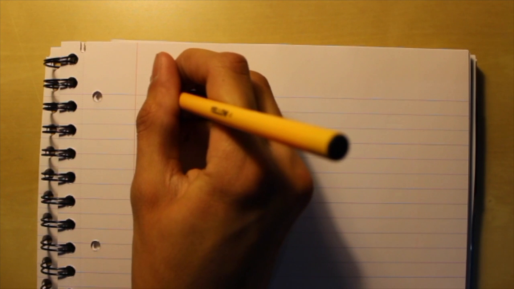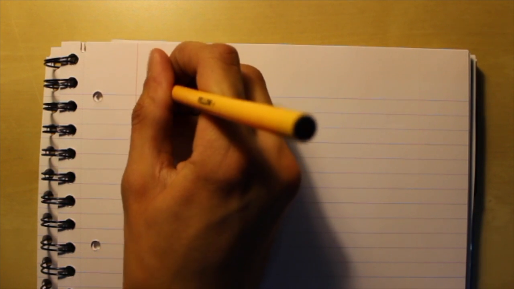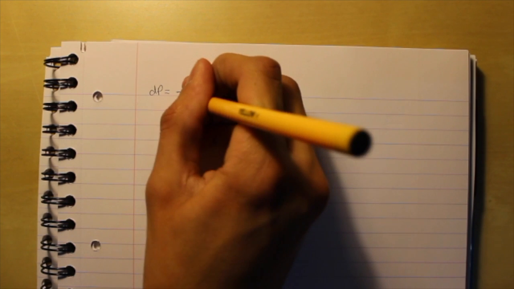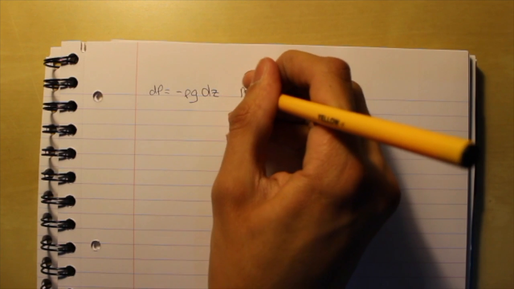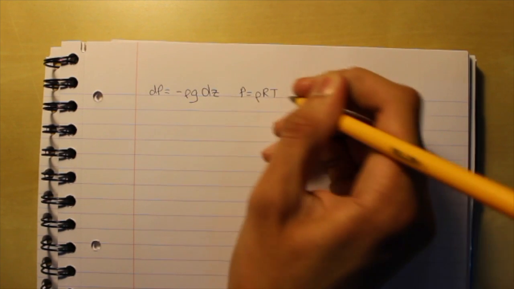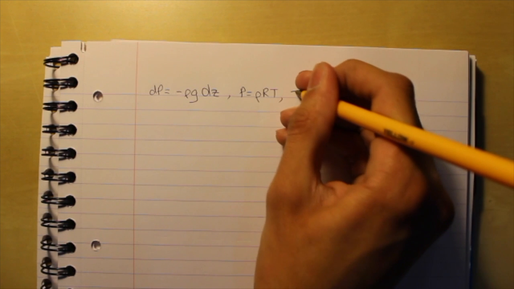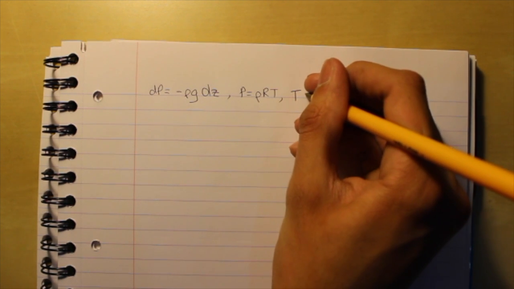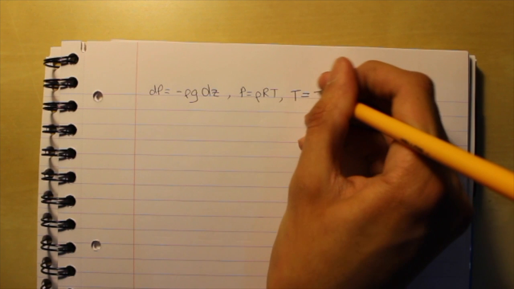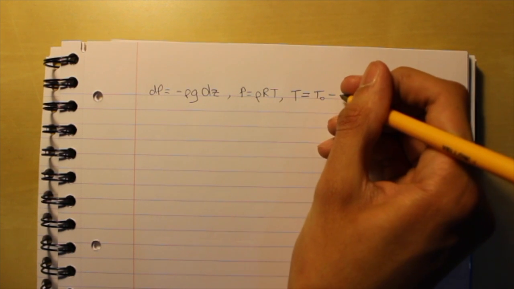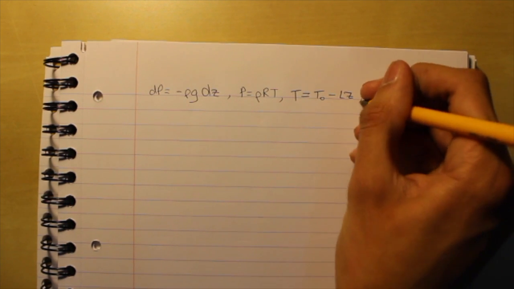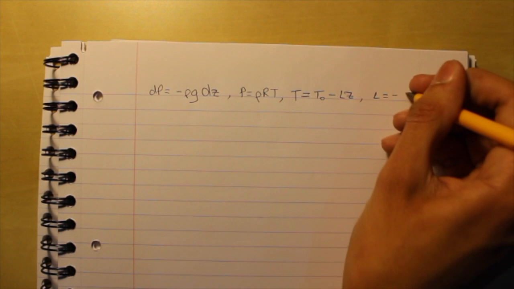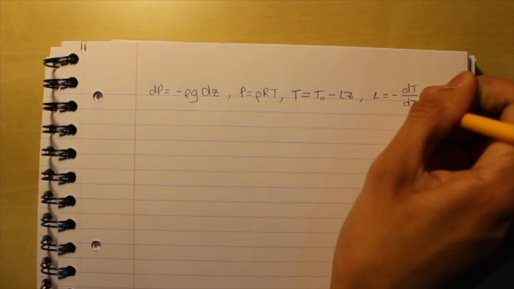We have a few equations which we can work with. We have the variation of pressure with height, dP, which is equal to negative rho g dz. We have the equation of state, P is equal to rho RT. And we have variation of temperature with height, which is T is equal to T naught minus LZ. L is the lapse rate, which is equal to negative dT by dz.